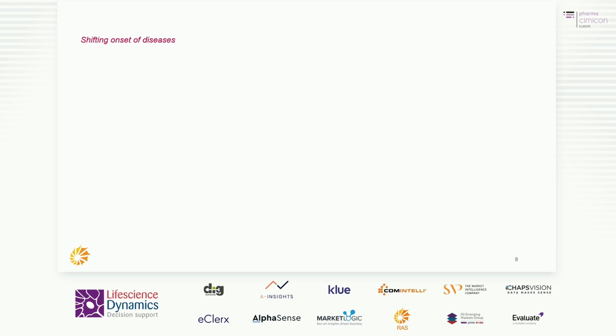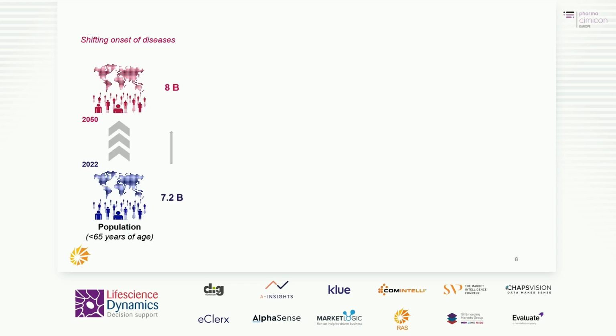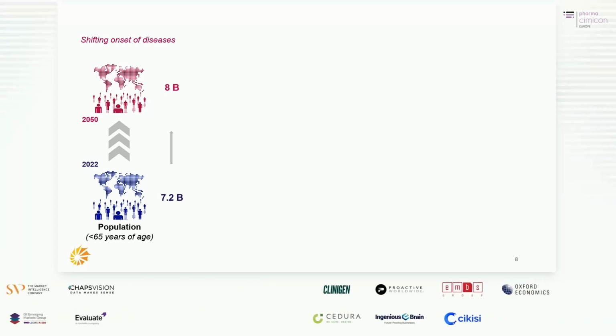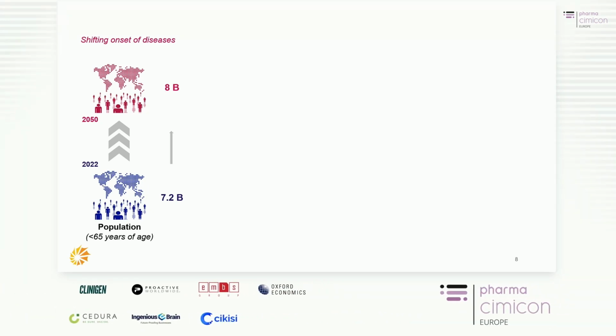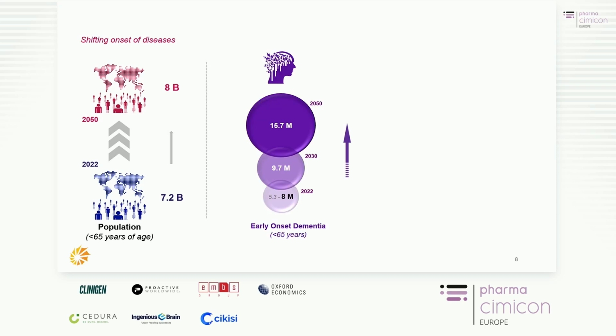Let's have a look at another parameter, which is how some of the diseases which were historically age-related are now shifting their incidence. So the population of less than 65 years of age is going to go from 7.2 billion to about 8 billion people by 2050. However, when you look at early onset dementia, which is dementia amongst people of less than 65 years of age, it's going to grow from somewhere around 8 million people today to close to about 16 million in 2050, indicating a growth of about 100%. What that means is that many of us here in this room will be demented in the next 25 years.